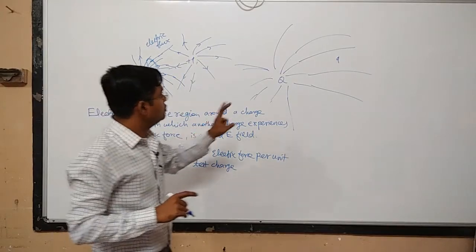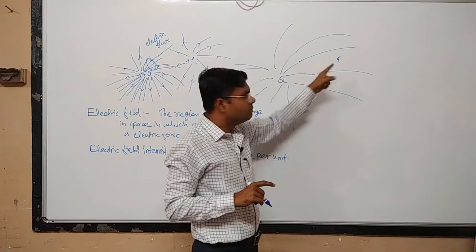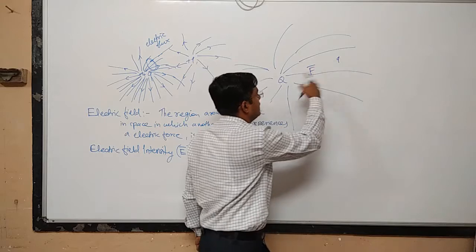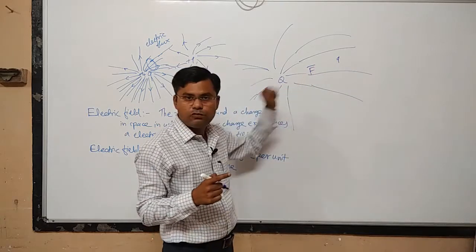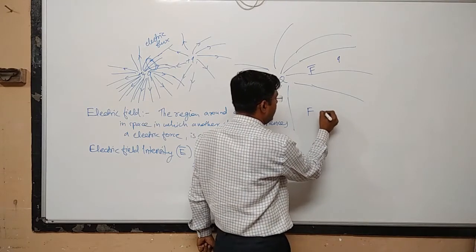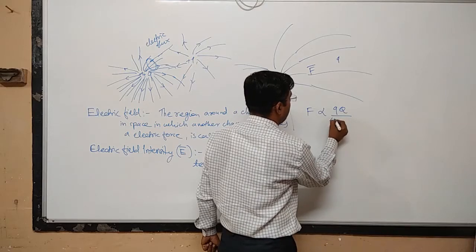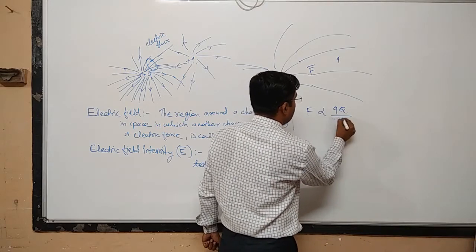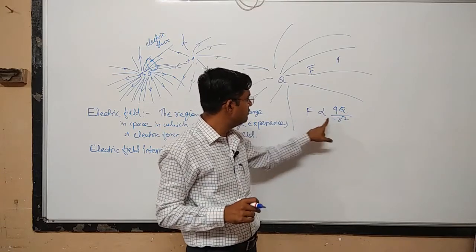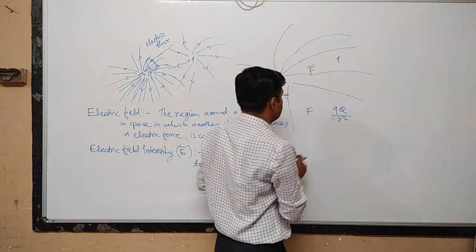Now, if we bring the other charge in the electric field of this charge, there will be the electric force. Since both the charges are like charges, there will be the repulsive force. What is the magnitude of this electric force? We know that this electric force is directly proportional to small q, capital Q divided by r square. Means this force is directly proportional to the product of charges and inversely proportional to the square of the distance between these two charged particles.